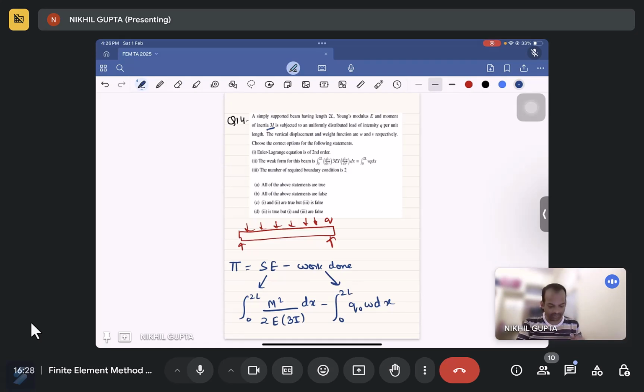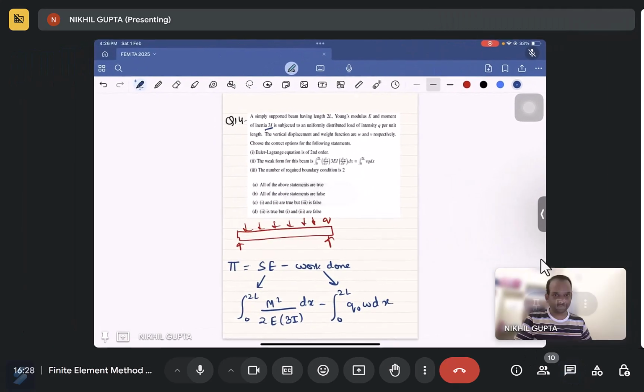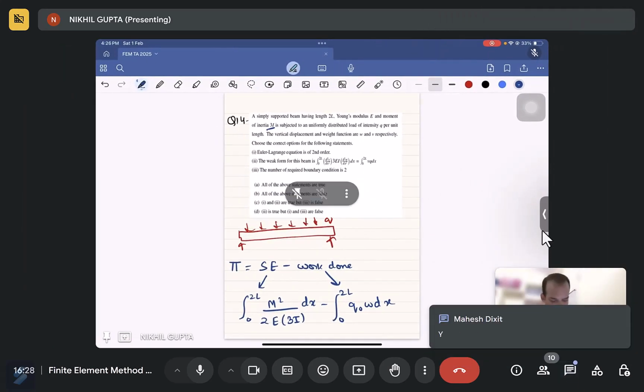Is this step clear to everyone? Because this is the starting point. If you are stuck here, you won't understand further. Is it fine for everyone? Yes, it's okay. I hope. Okay.